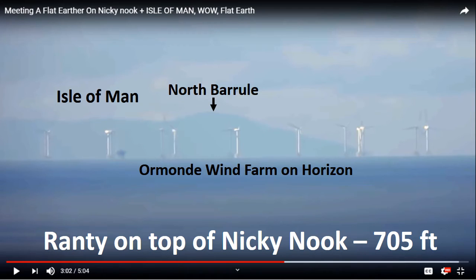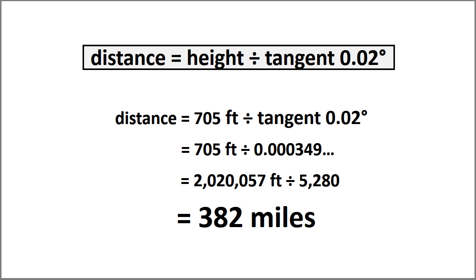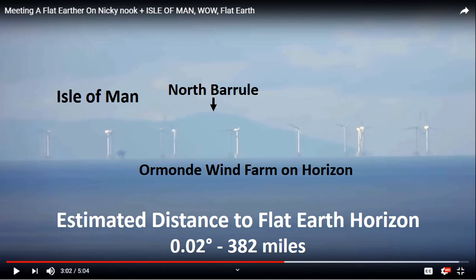Now, Ranty was on the top of Nicky Nook, 705 feet. Here we have the Isle of Man in the background and North Perul on the north end. And of course, we can clearly see the Ormonde wind farm is right on the horizon. So when we plug Ranty's elevation into this formula, we get a distance of 382 miles. Now the question is, does this match actual distances from Ranty's location?